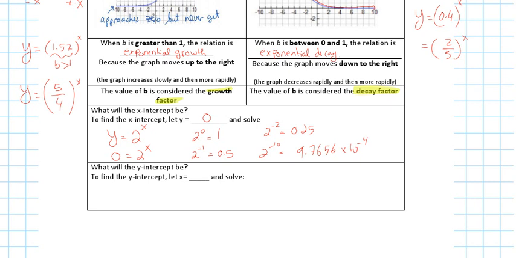Okay, eyes on me, please. That means you're going to have to move the decimal 4 units to the left, because it's 10 to the power of negative 4. So if I have this number, I'm going to have to move that decimal 4 to the left: 1, 2, 3, 4. So that's 0.0009766. This number is not 9.7, it's 0.0009766.